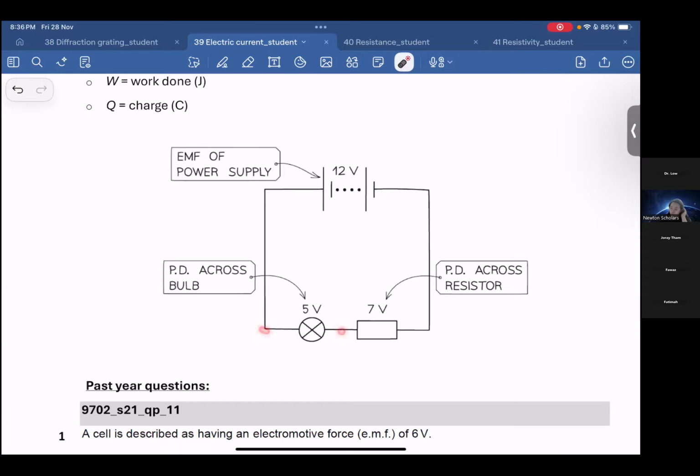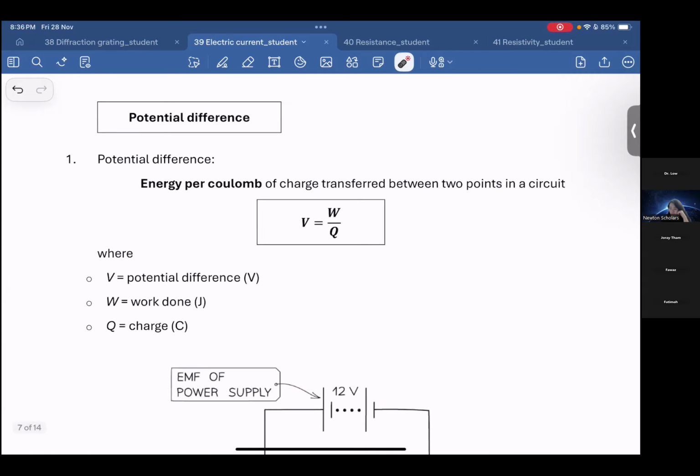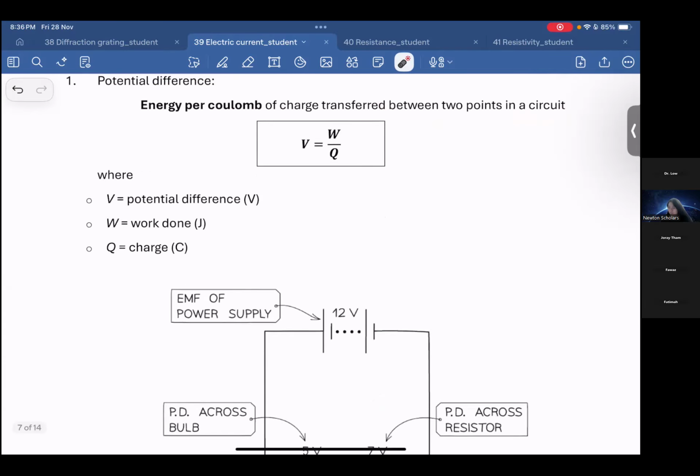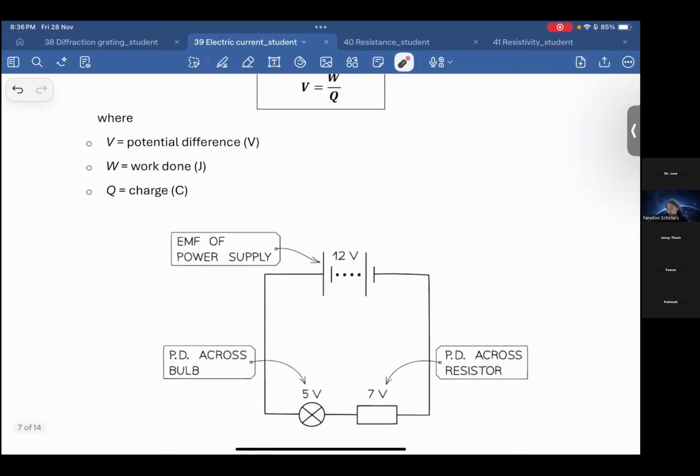But for the battery or power supply here, we cannot call it potential difference. We call it EMF, electromotive force. The definition for electromotive force is almost the same as the potential difference, just the sentence is slightly different. I didn't mention it in this lesson because in the next chapter we will learn about EMF, electromotive force.